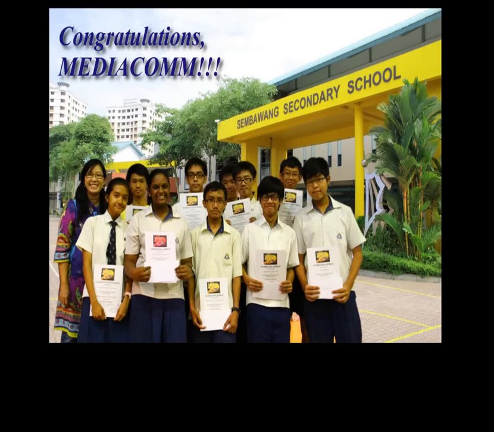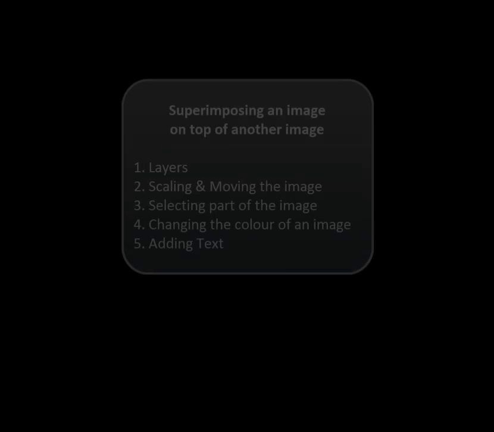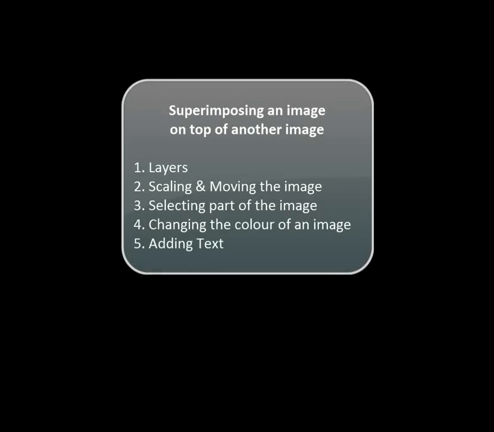And then we are going to add text in the upper left corner. To do that, we are going to learn about layers, scaling and moving the image, selecting the part of the image and then changing its color, and then adding text.